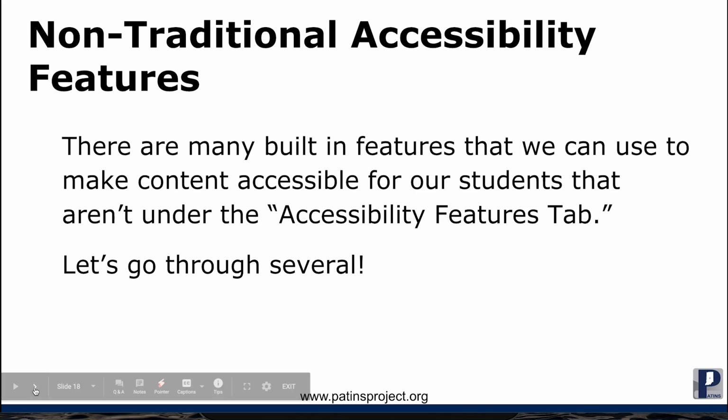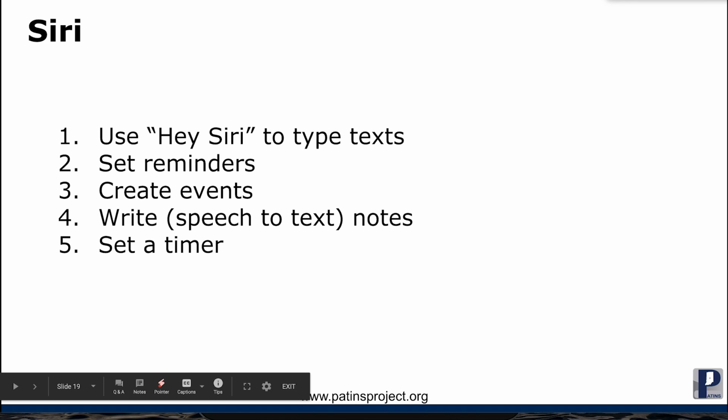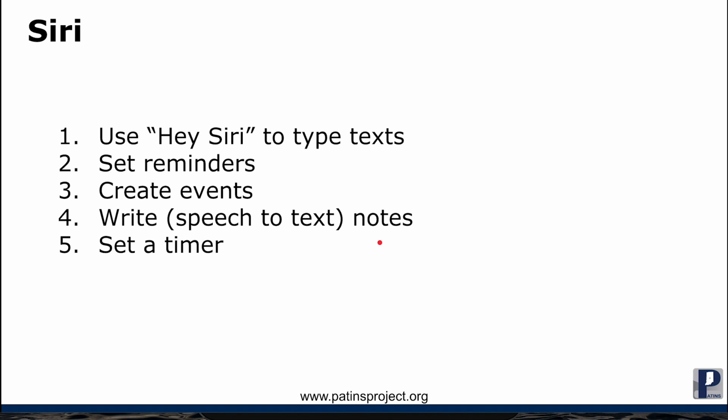So there's some non-traditional accessibility features that I like to bring up really quickly. And so these aren't necessarily right under your accessibility tab, but I wanted to bring them up to you. So you can use Hey Siri to type your text, to set reminders, to create events, and she's listening to my screen. Let me stop here. To write speech to text notes. Again, you can do that with the keyboard, but you can also have Siri do that for you as well.